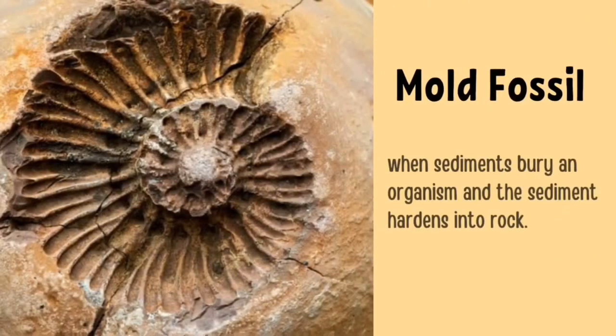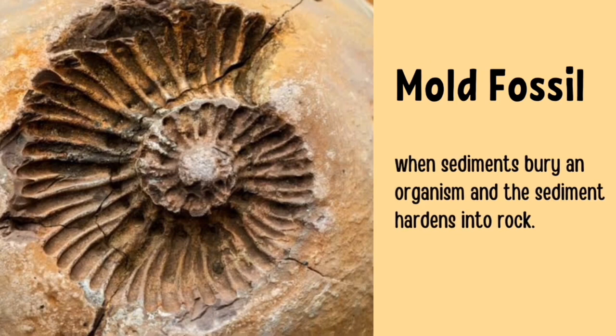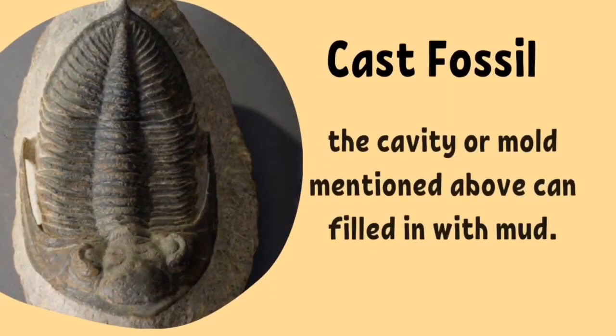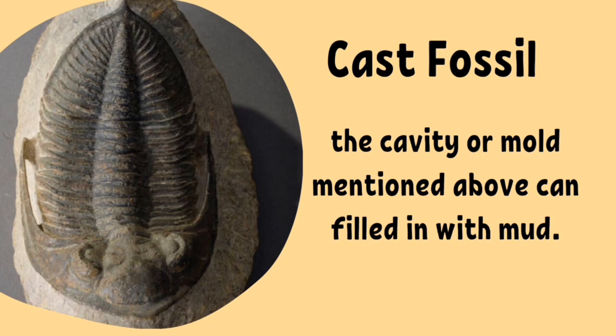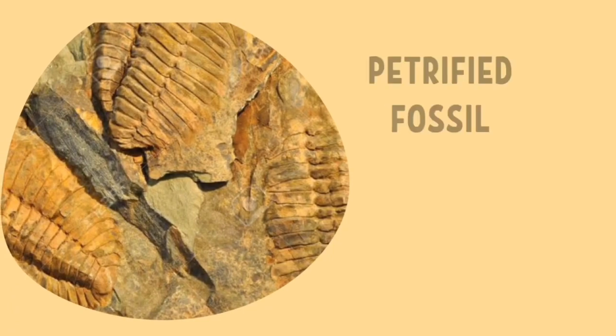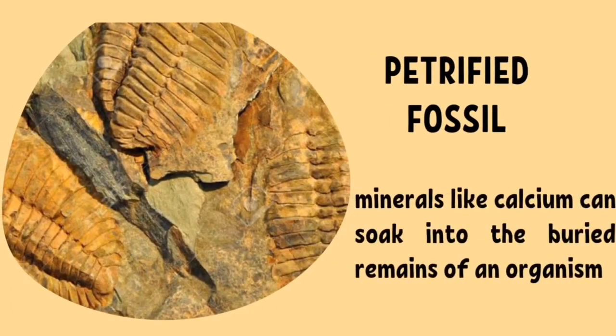Mold fossil: when sediments bury an organism and the sediments harden into rock. A mold fossil is a fossilized imprint made in the substrate. The substrate is the rock or sediment on which a fossil makes its mark. Cast fossil: the cavity or mold mentioned above can be filled in with mud. Cast fossils are like mold fossils in that they form, at least in part, with an imprint made in a rock or sediment.